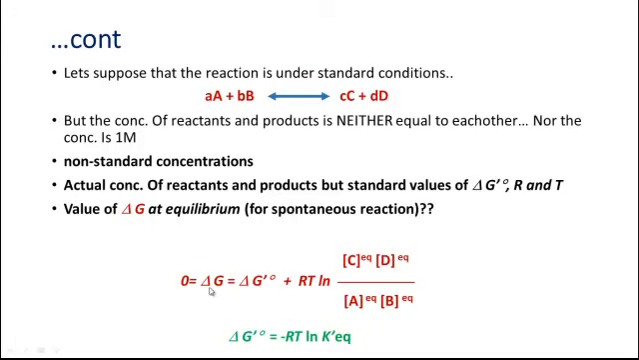We put the value of delta G equal to 0, we write the equilibrium concentration of the products and the reactants, which is equal to the equilibrium constant, and delta G prime naught becomes equal to minus R into T into log natural of the equilibrium constant. And now you know that this is the equation which relates the standard free energy change and the equilibrium constant and how it is derived.